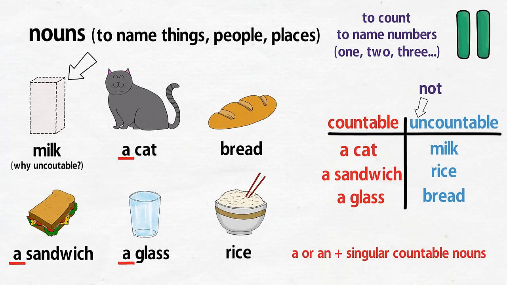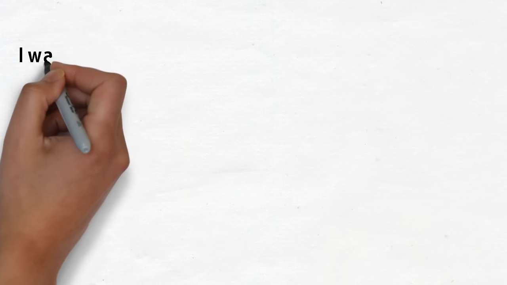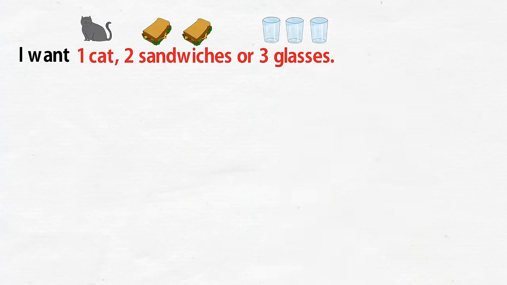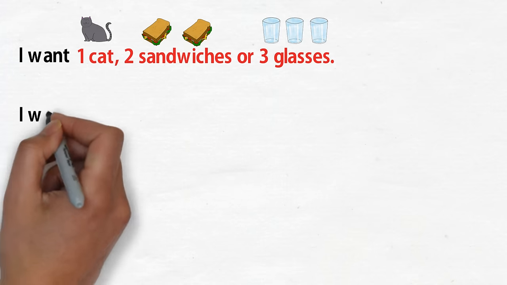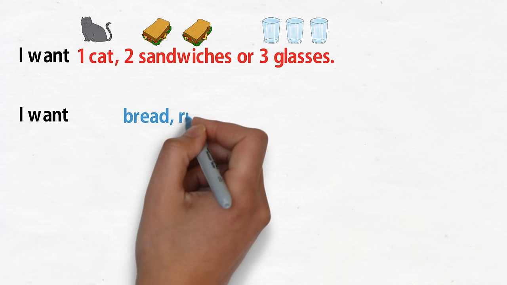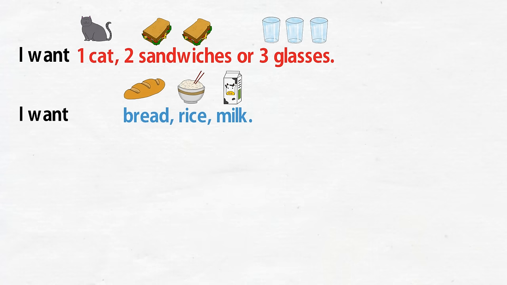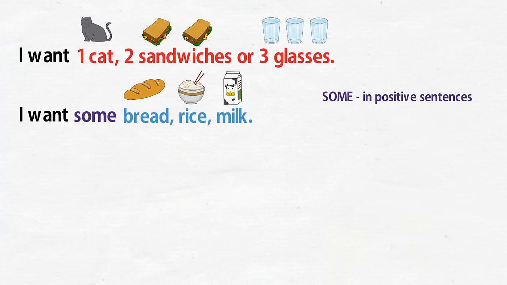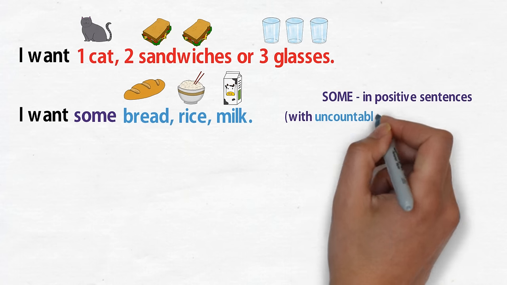So, with countable nouns, we can easily say something like, I want one cat, two sandwiches, or three glasses. And if we want to say something like, I want bread, rice, or milk, instead of numbers, we can say some. Some is used in positive sentences. As you can see here, we use it with uncountable nouns.